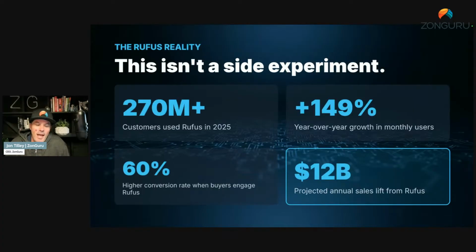And these are some of the stats, right? 270 million customers from Amazon using it, 60% higher conversion. That's like the biggest one for me, right? And why Amazon is all in on this.